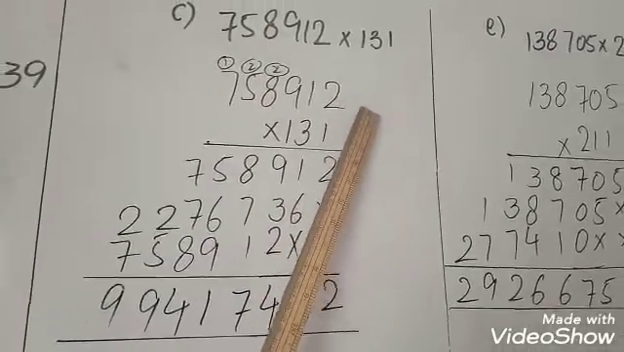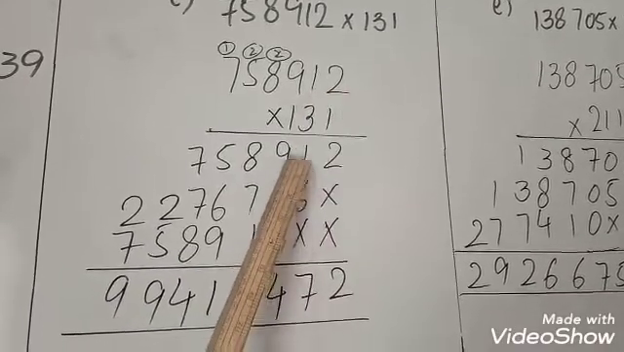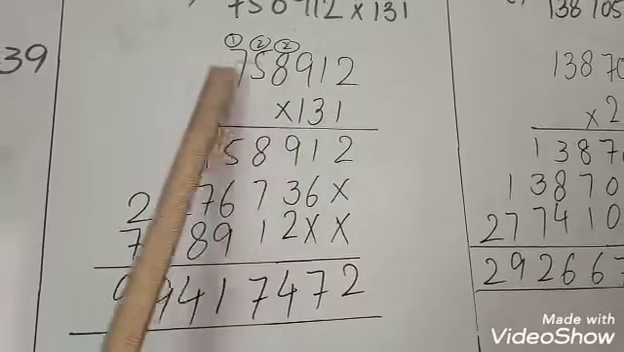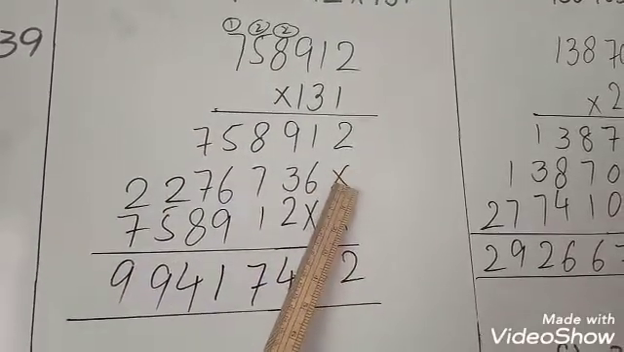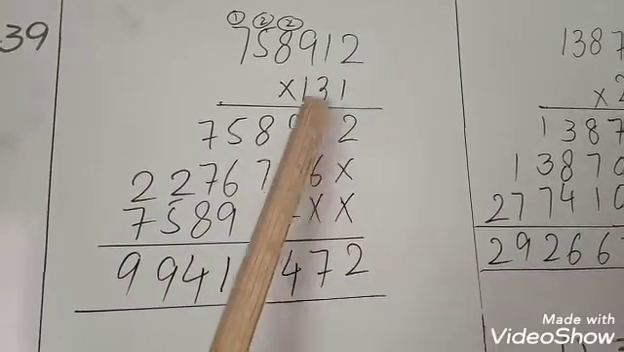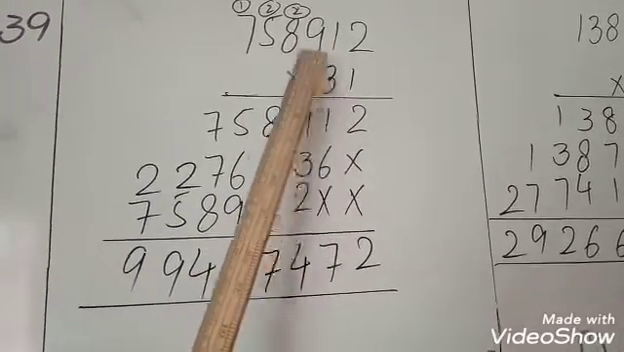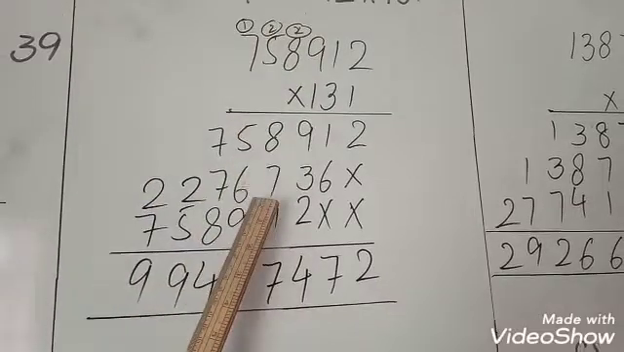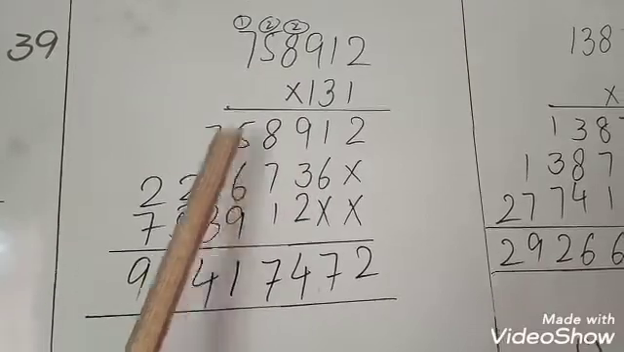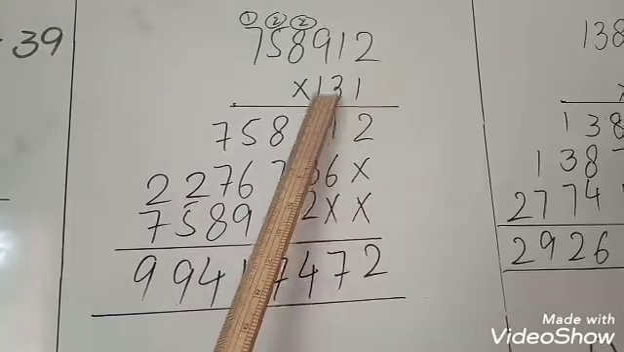Here there are 3 digits, so we multiply one by one. 1 times 2 is 2, 1 times 1 is 1, 1 times 9 is 9, 1 times 8 is 8, 1 times 5 is 5, 1 times 7 is 7. Now we multiply the second digit. First we write a 0 here. 3 times 9 is 27, 7, 2 carry, 3 times 8 is 24 plus 2 is 26, 6, 2 carry, 3 times 5 is 15 plus 2 is 17, 7, 1 carry, 3 times 7 is 21 plus 1 is 22.